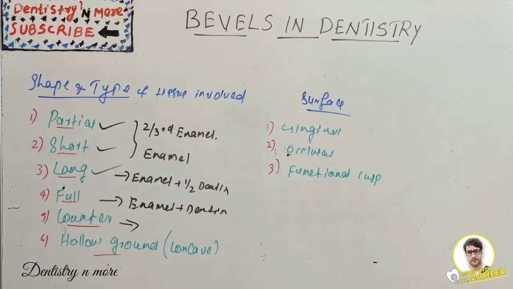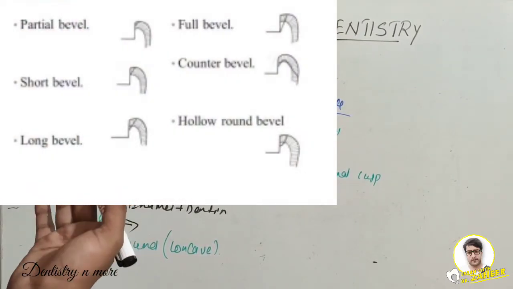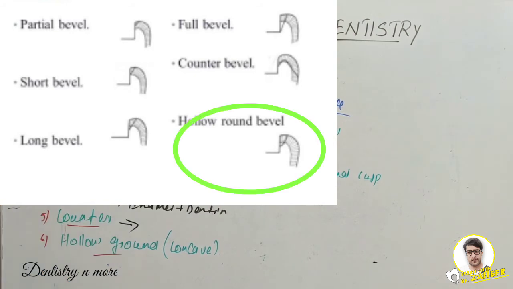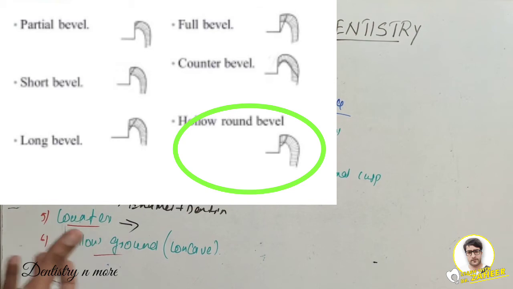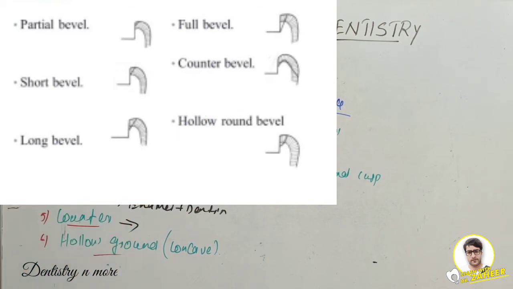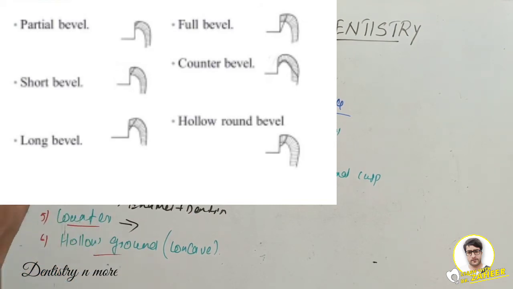Next is the last one, hollow ground or concave bevel. This is the only form which is not in a flat plane form. This allows more space for cast material bulk, which is a design feature needed in special preparation to improve the material's castability, retention and better resistance to stresses.